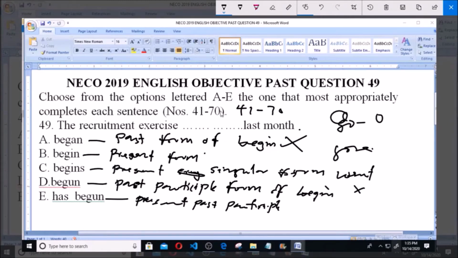So our correct option here is option D, because the action of begin by the analysis of this statement has not been completed. So option D is correct. So it is not the way people say it outside that matters in grammar. No, it is what the standard or the rule of grammar says that matters.